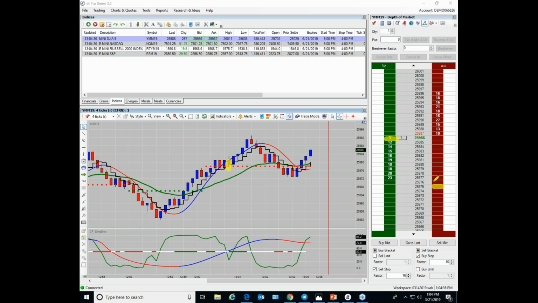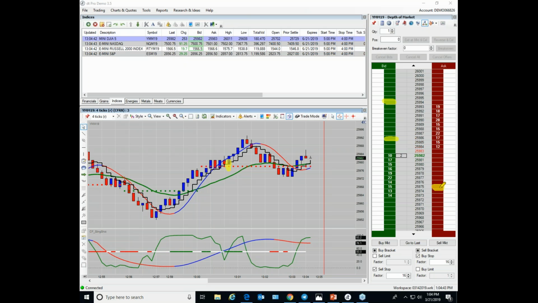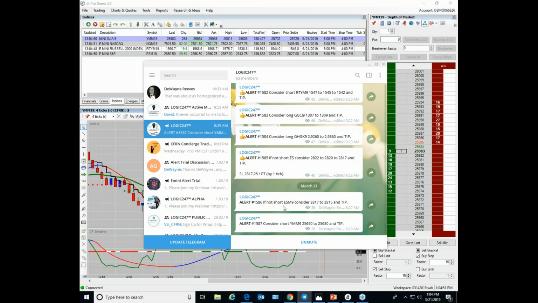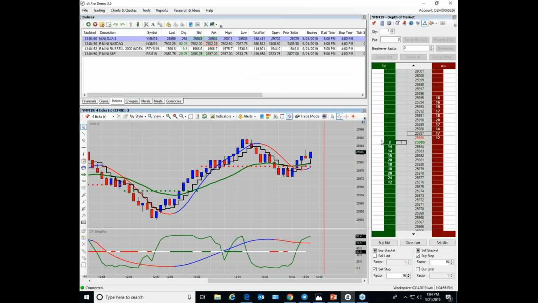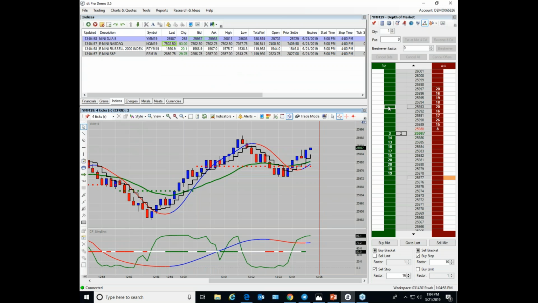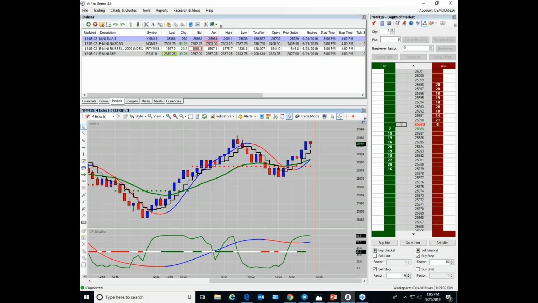And if you're doing that, you're going to be right-clicking. We're right-clicking in the green, or we're right-clicking in the red. The logic trades out of Telegram, these are all right-clicks. So you're going to be right-clicking above or right-clicking below. We're entering the market on a stop.